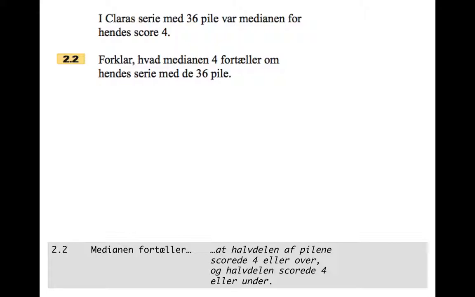Have to be a bit careful how we word that, because if you split it right down the middle into two halves, there can be some 4s in the top and the bottom half if there's lots of 4s. So you can't say that half of her arrows were over 4 and half were under 4. You've got to be careful where those middle values are. So the safest way to word it is, as I've put it, half of the arrows were 4 or over, half were 4 or under.